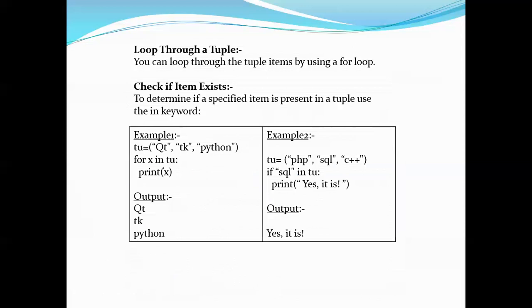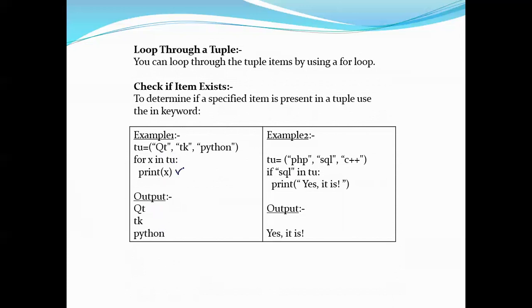Now, using loops and conditional statements in tuple. If I need to access all the elements in a tuple, I can have my tuple, say for example, tu is equal to qt, comma, tk, comma, python. Now, for x in tu. What does x mean? x is a variable. It means for x in tu, every element in tu will be substituted for x in each iteration. So x will initially be qt, so I'm printing qt. In the next iteration, I'll get tk, so I'll print tk. In the next iteration, I'll get python, so I will print python. So x will get the items of tu one by one, and it will be printed accordingly.